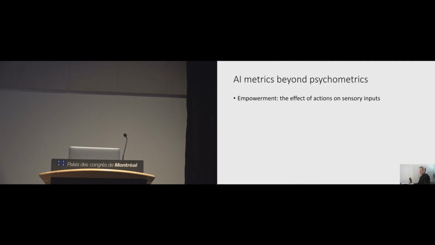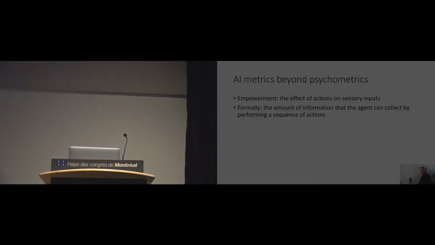Considering this, it's perhaps no surprise that AI also uses computational appraisals or metrics that do not have exact counterparts in psychometrics. An example of such a metric is information theoretical empowerment. Roughly, this means how large effects the agent's actions have on its sensory inputs.